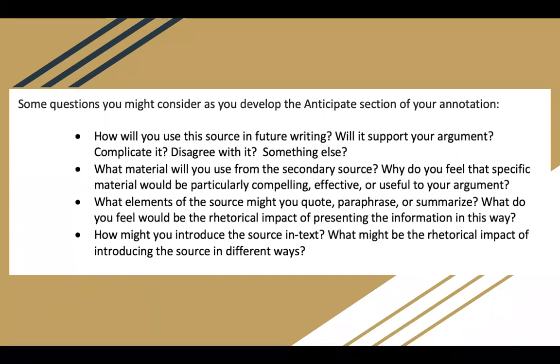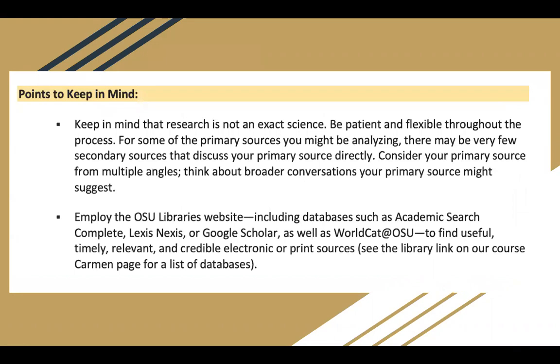So you don't need to specifically address each one of these. This is a question guide, very similar to what I did for the comics and zine process post. But the idea here is that these questions are intended to help you think about, especially in that anticipate section in the DISCA approach to your annotations, what is the function or usefulness of the source that you've identified that's related to your primary source? How would you actually make use of it in the course of your future essay?